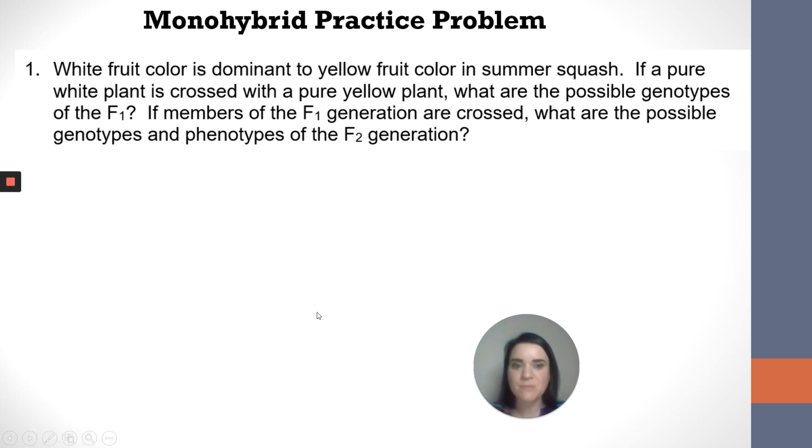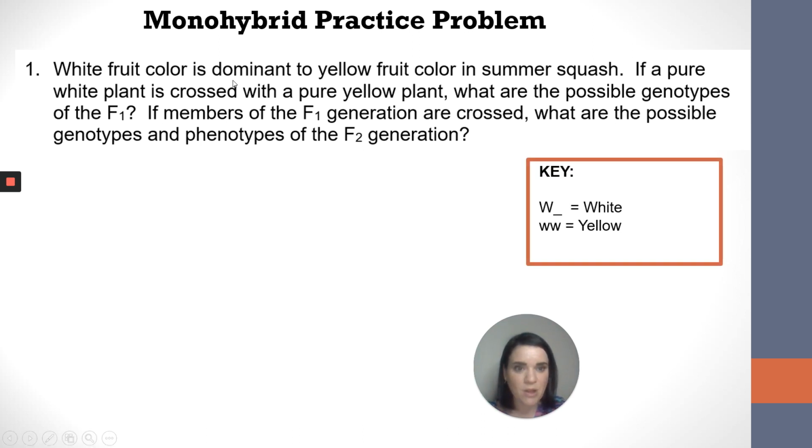Okay, so here's our practice problem. Let's read this. White fruit color is dominant to yellow fruit color in summer squash. If a pure white plant is crossed with a pure yellow plant, what are the possible genotypes of the F1? Then it's asking, if members of the F1 generation are crossed, what are the possible genotypes and phenotypes of the F2 generation? Okay, so first, we read it through. So we're kind of like, okay, I kind of know what they're asking for. The second thing is to make a key. So this would be an example of your key.